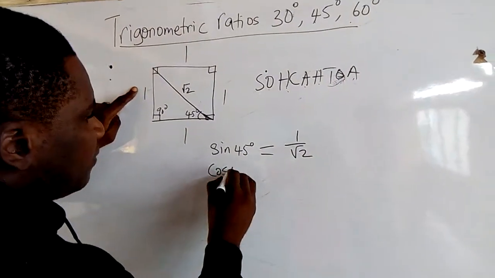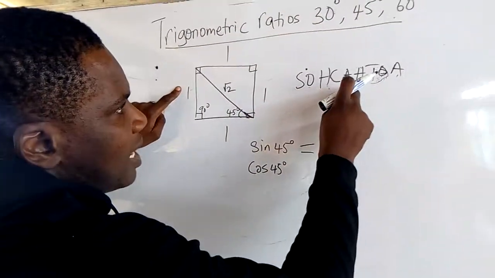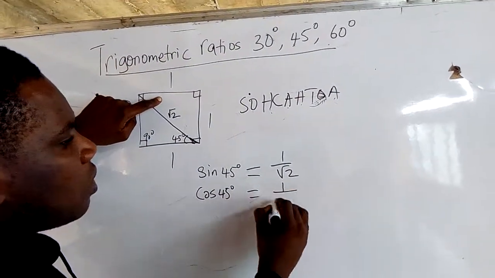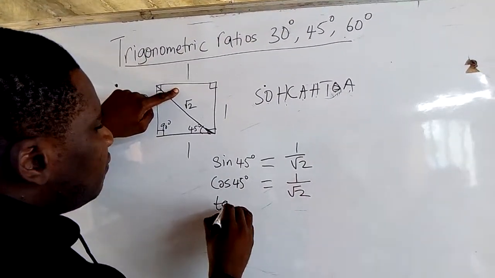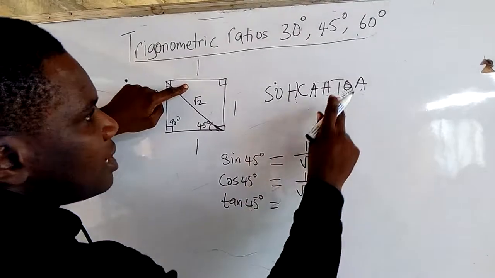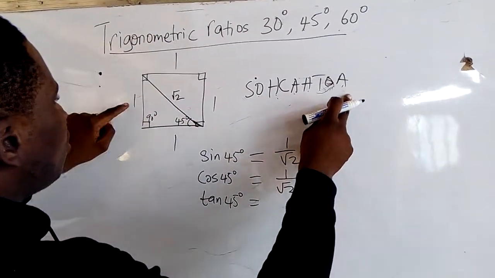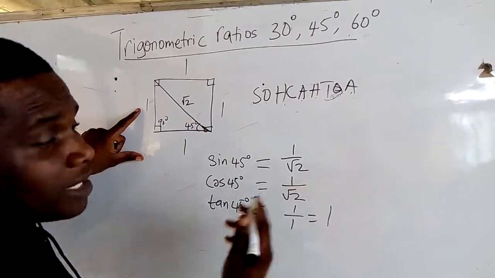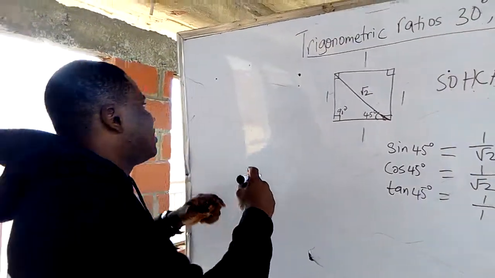Now, what about cos 45 degrees? Cos is adjacent over hypotenuse, which is also 1 over root 2. Tan 45 degrees. Tan is opposite over adjacent, 1 over 1, which is 1. So that's how it goes. Very simple. Let's come to this side.